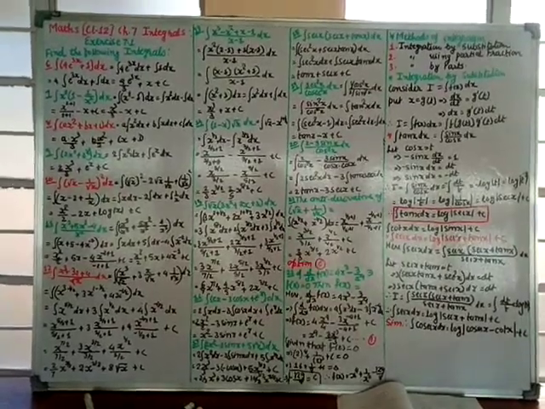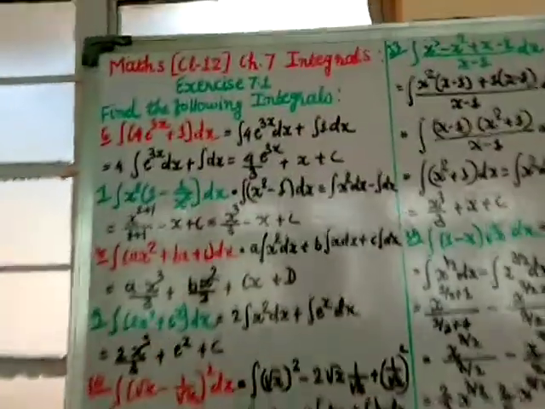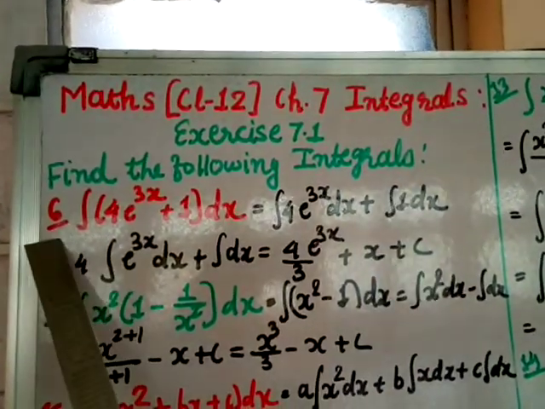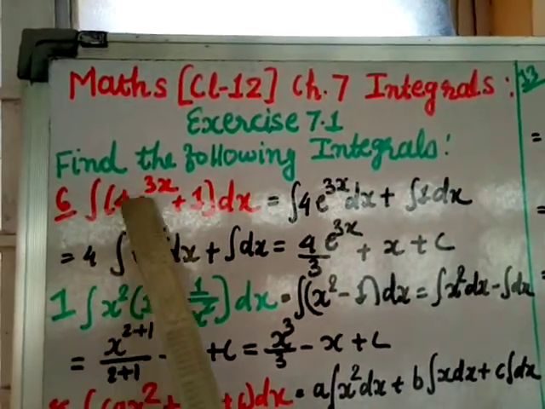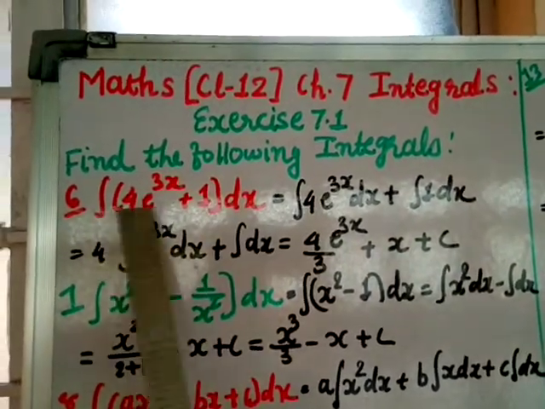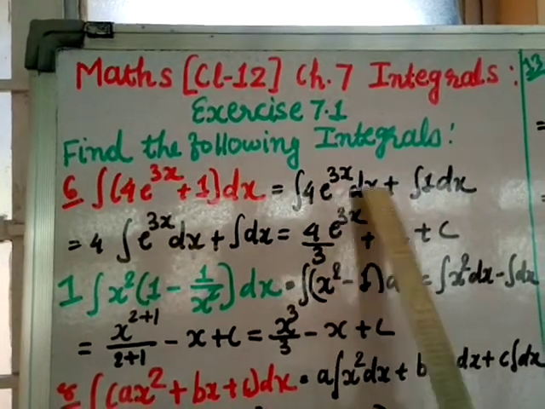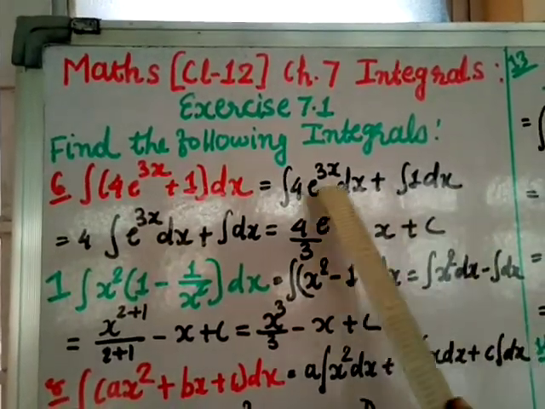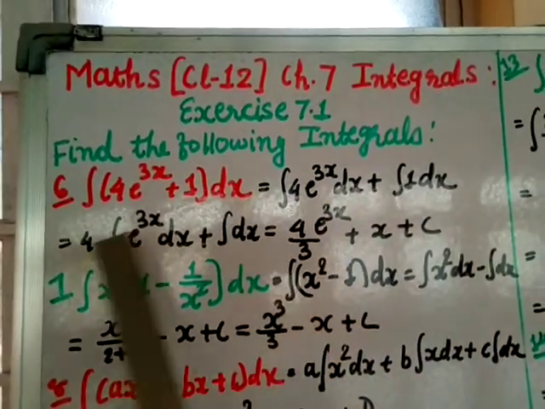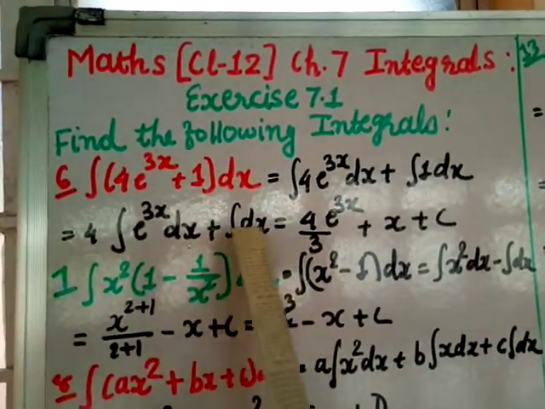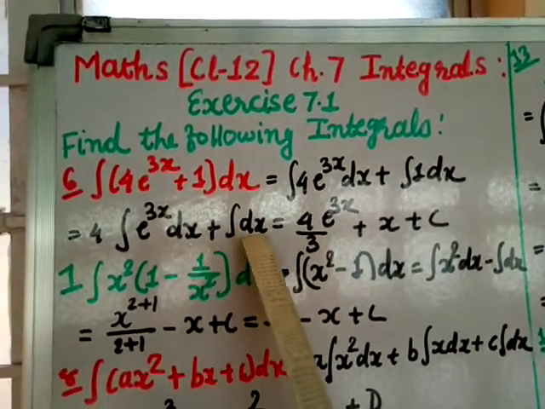Mathematics Class 12 Chapter 7 Integrals Exercise 7.1. Find the following integrals. Number 6: integral 4e^(3x) + 1 dx. Here there are two terms, so I'll integrate both terms. So integral 4e^(3x) dx plus integral 1 dx. 4 is a constant, so take it out of the integral: 4 integral e^(3x) dx plus integral dx. This 1 dx can be written as integral dx.